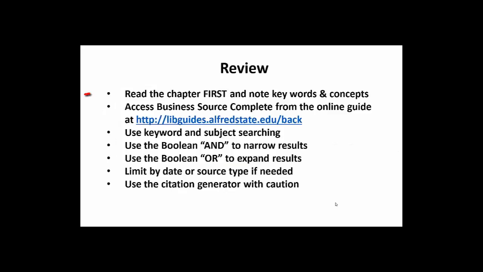So to review, read the topic chapter first and note the keywords and concepts. Access Business Source Complete from the online library guide. Use keyword and subject searching. Use Boolean AND to narrow results and Boolean OR to expand results. If needed, limit the search by date or source type. Use the citation generator with caution. The format is often incorrect.